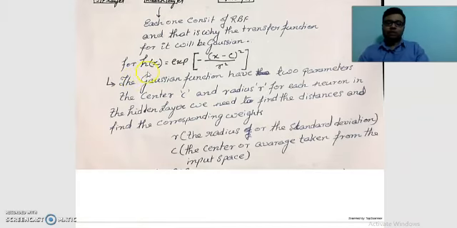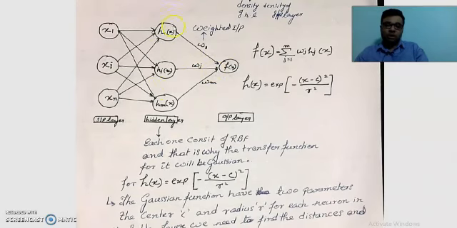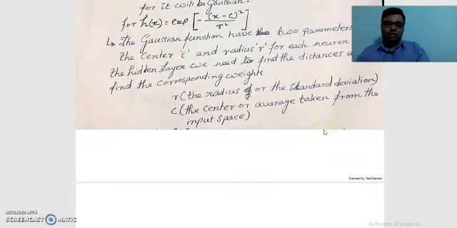So this is the Gaussian function: h of x equals exponential of minus x minus c whole square upon r squared. Here c is the center, and the Gaussian function has two parameters, the center c, and r, the radius for each neuron in the hidden layer. We need to find the distance and the corresponding weights, right? So we need to find the distance in this layer, and with the help of this Gaussian function, we need to find the weight. Let's see how we can find the distance as well as the weight.